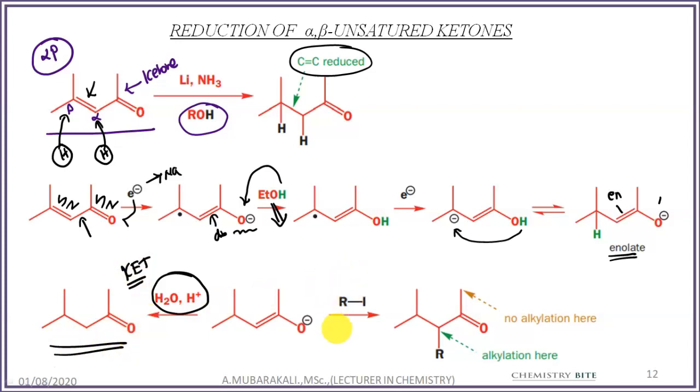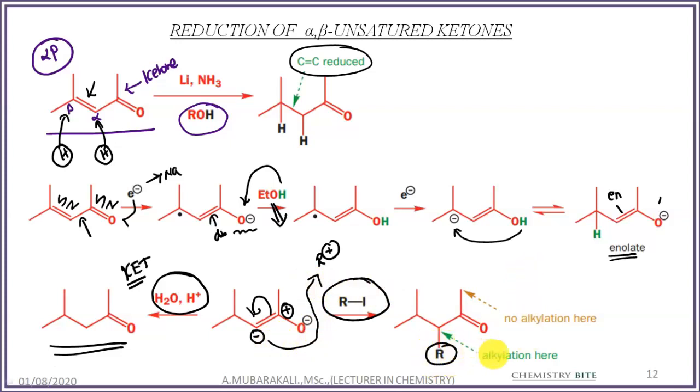Suppose you are reacting the enolate ion with an electrophile, for example R minus I, that is an alkyl iodide. This alkyl iodide will generate an electrophile, R plus, the carbocation. So where does it attack? You can see this pi bond will polarize towards this carbon, and this will get the negative charge, and here this carbon will get the positive charge. This carbanion will accept the carbocation. So this alkylation has happened here, and there is no alkylation on the least sterically hindered side.